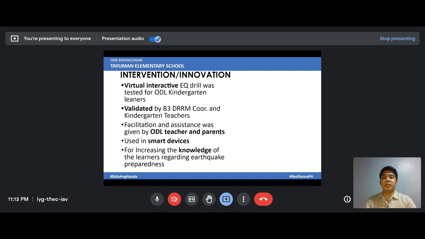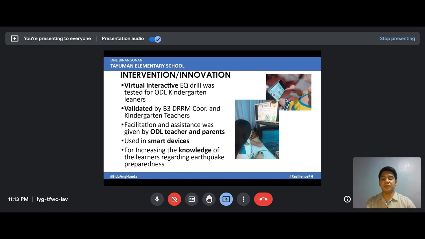This virtual interactive drill was tested for ODL kindergarten learners. It was validated by our district DRRM coordinator and our school kindergarten teachers. This can be used in smart devices such as laptops, tablets, and smartphones. This can increase the knowledge of the learners regarding earthquake preparedness. These are some features of our learners using the interactive EQ drill.